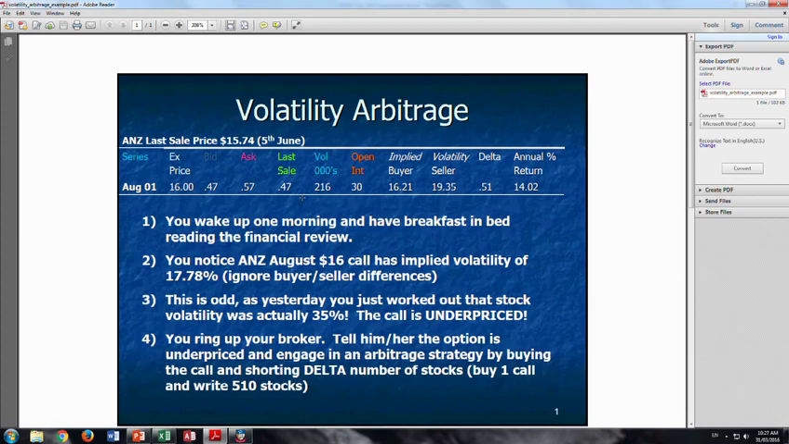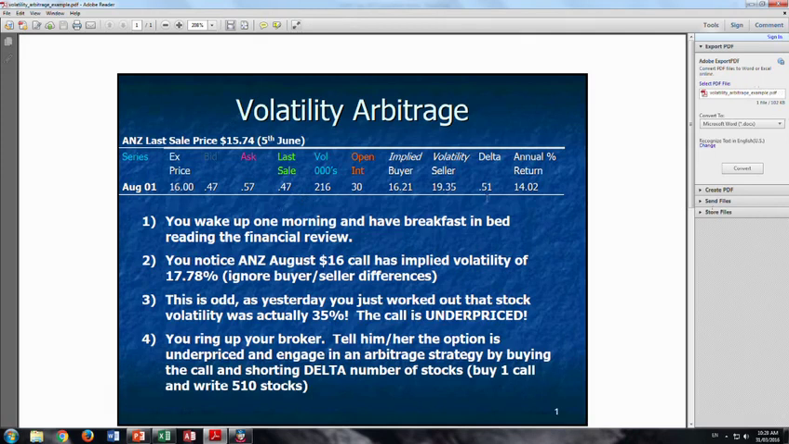You found that the implied volatility in the market is 17.78, and you have calculated your volatility number, and it comes out to be 35. So that's higher than what is in the market, right? So what that means is the market is underpriced, right? So if it's underpriced, what do you do? You simply long the call and you short delta number of stocks, right? In this case, delta is 0.51.